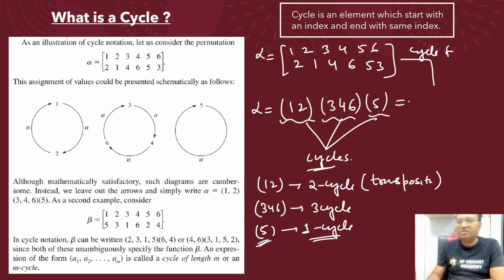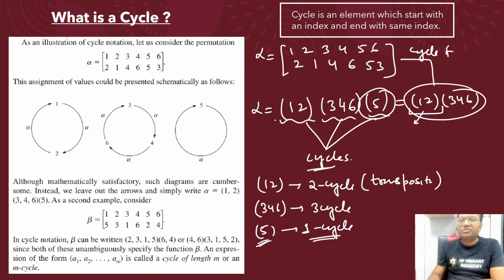So this is nothing but (1 2) times (3 4 6). Generally we do not write the cycle of length 1. And (1 2) is also known as a transposition. So (1 2)(3 4 6) is the cycle notation of the permutation alpha.